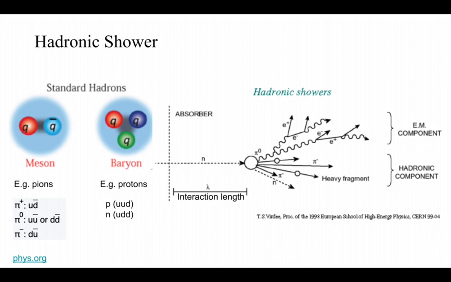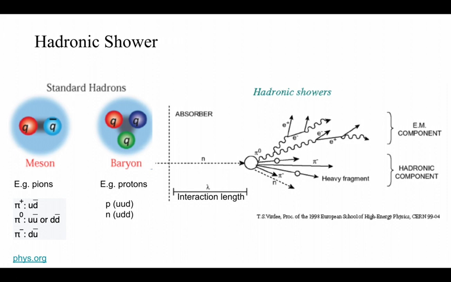In the standard model, there are two types of hadrons. First is meson, second is baryon. Meson is composed of a quark and an antiquark, while baryon is composed of 3 quarks or 3 antiquarks. The famous example of meson is pion. In the pion family, there are pi plus, pi 0, and pi minus. Pi plus is composed of u d-bar, pi 0 is composed of u u-bar or d d-bar. Pi minus is composed of a down quark and an anti-u quark.